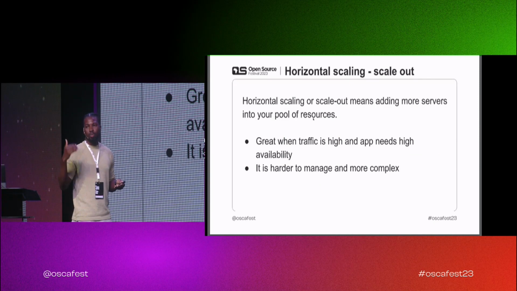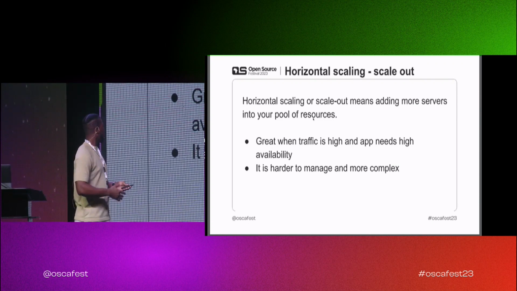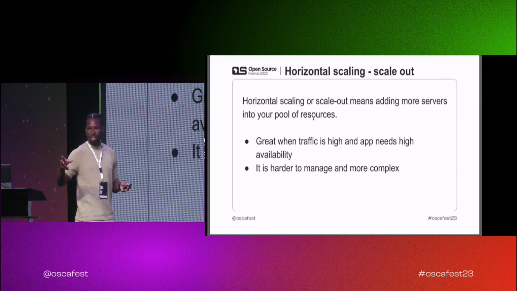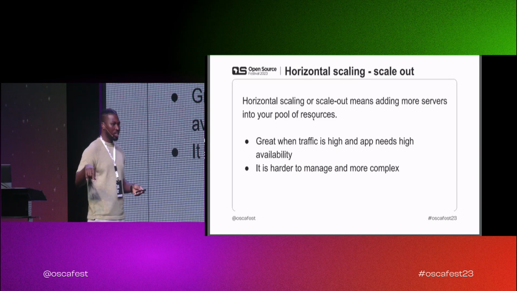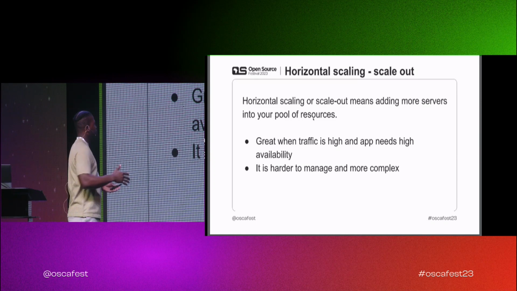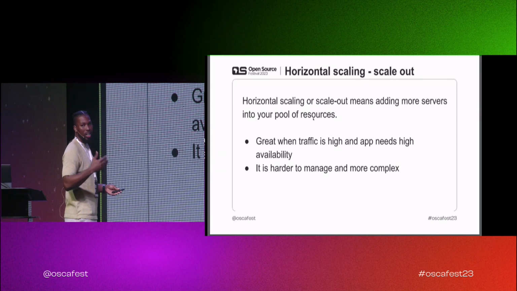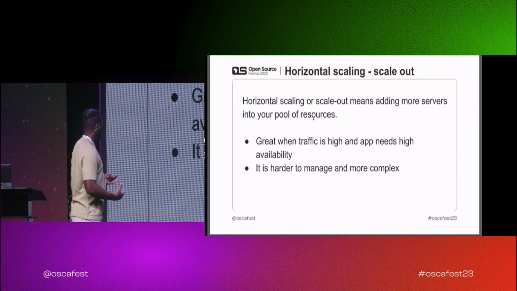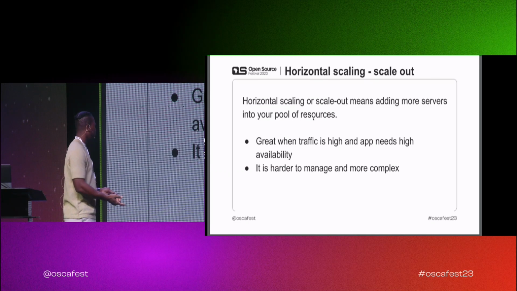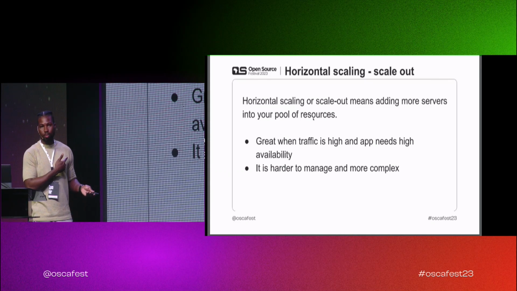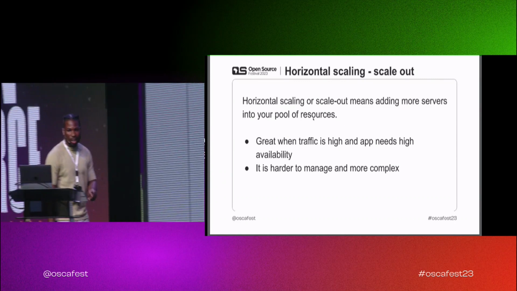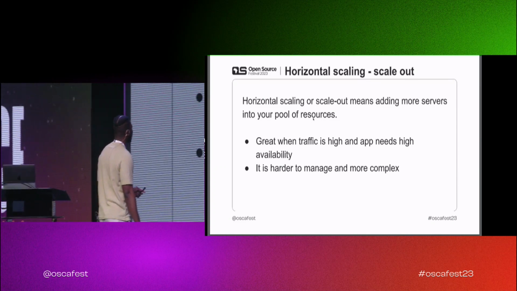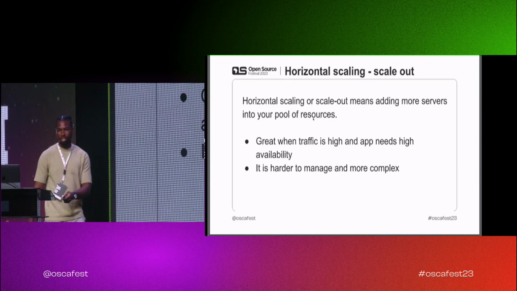We scale out. That's why you hear about things like microservices. Where you spin up multiple instances. So you can spin up as many instances as you want, and that can actually help you to redirect traffic to all these instances. Okay? So horizontal scaling just means adding more servers. So you can add as many as you want. It's great when your traffic is high and the app needs high availability, but it's also harder to manage and maintain. Okay? So let's see how our architecture is going to look if we use horizontal scaling.